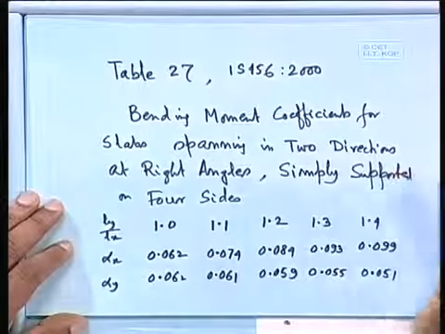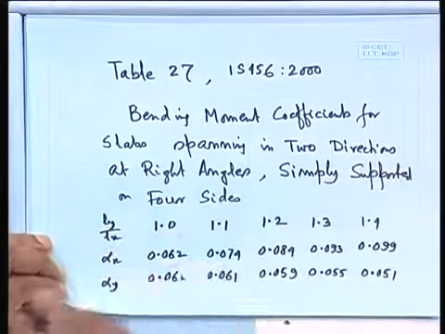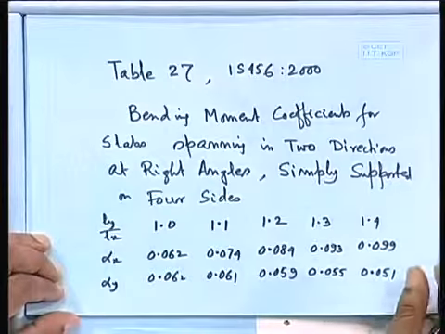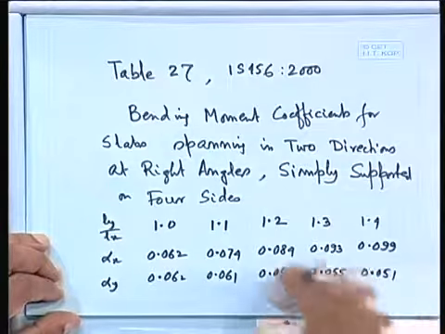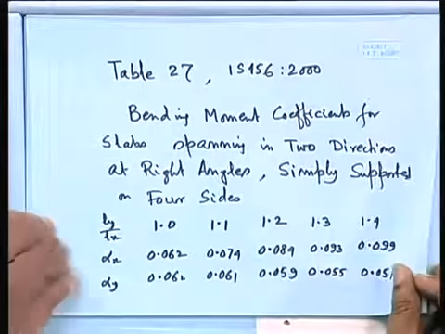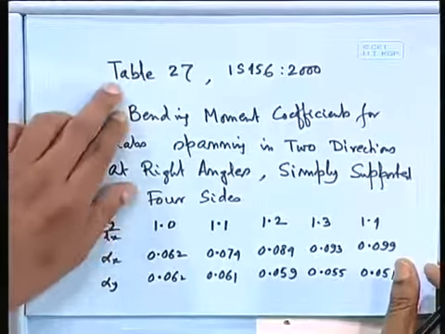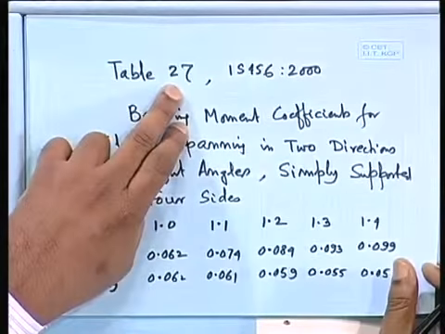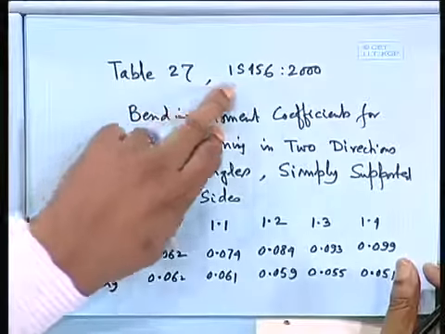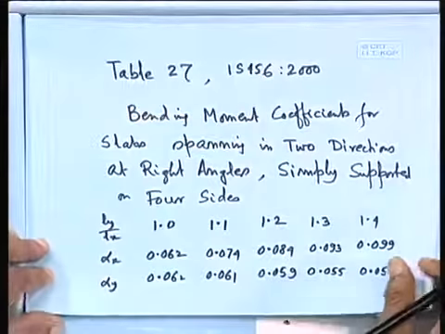So this is your case, but generally you need not memorize all those things, because whenever you design, obviously you will consult IS 456. So those values you will get, or they will be supplied. But for reference, you should note where it is available. It is available in Table 27 of IS 456:2000.